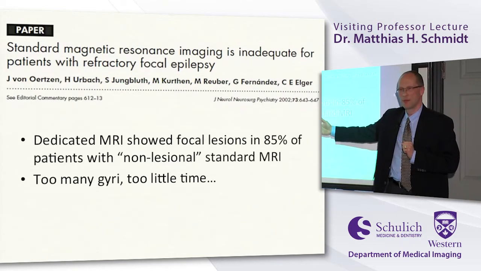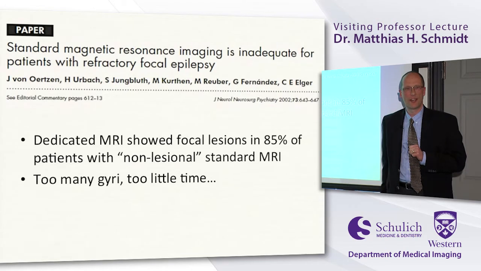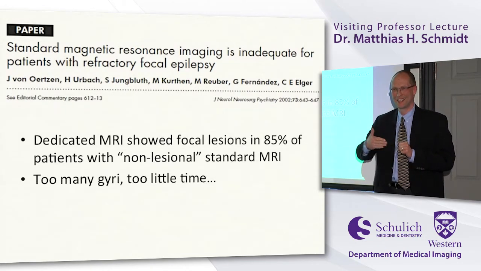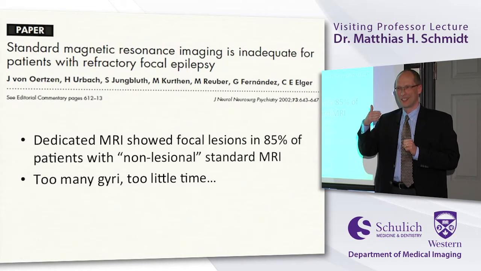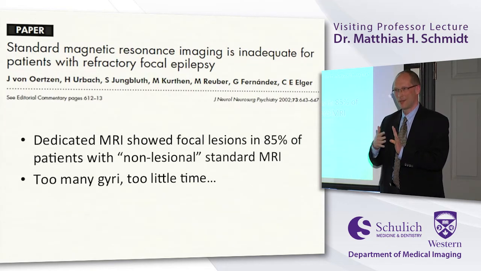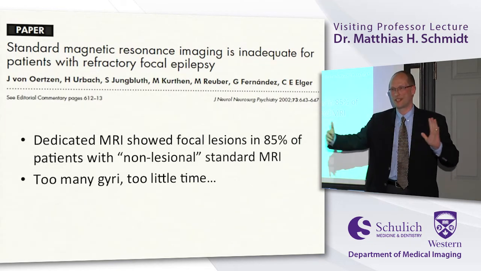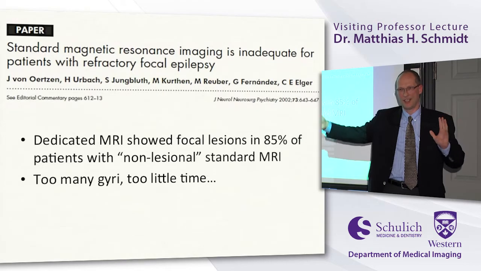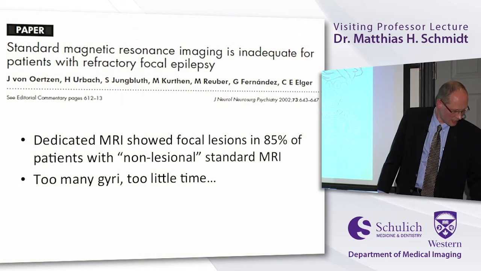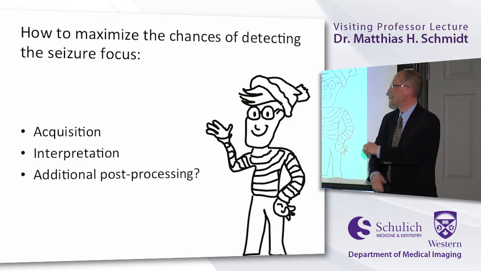So I think the biggest problem is this. Too many gyri, too little time. Scrolling through these things, how easy is it to go slice by slice by slice, especially if you make the slices really thin, such that you now have 150 slices in the coronal plane, and so on and so forth. But we can only try.